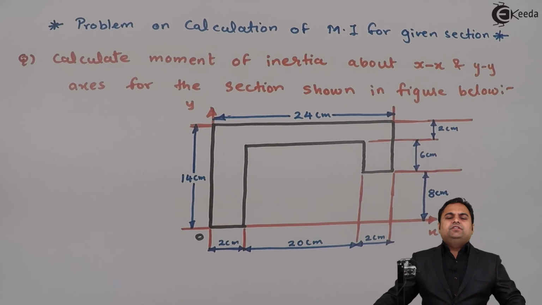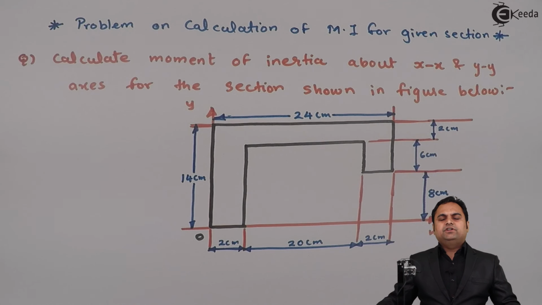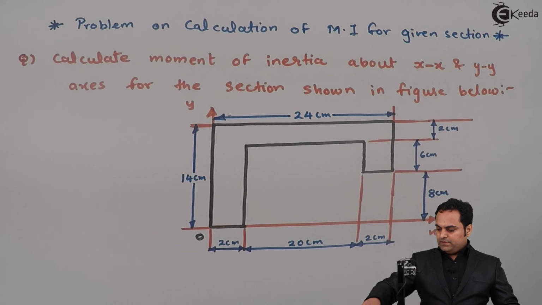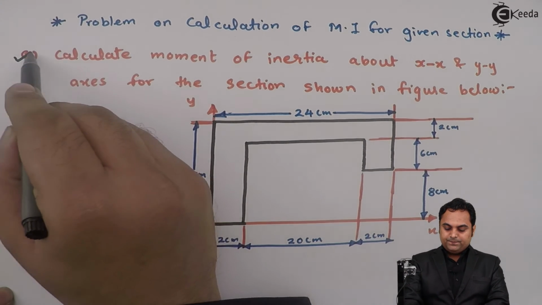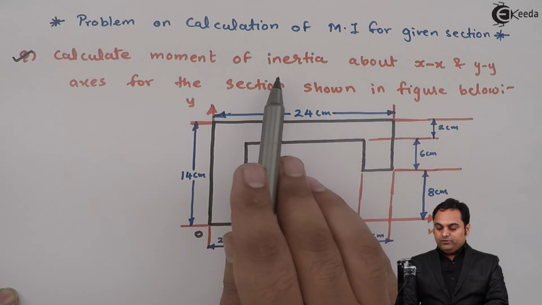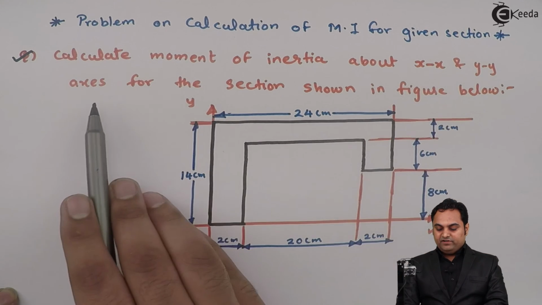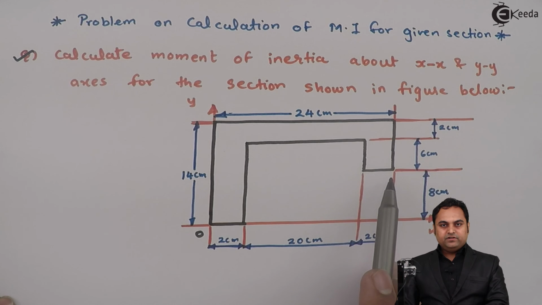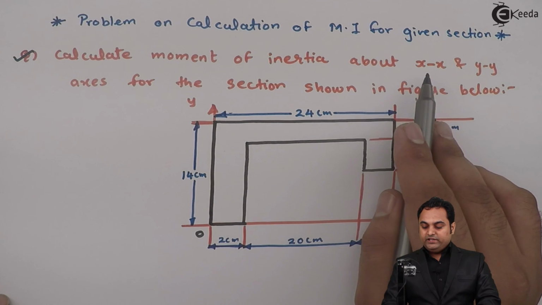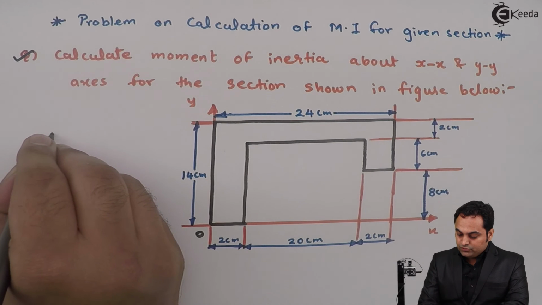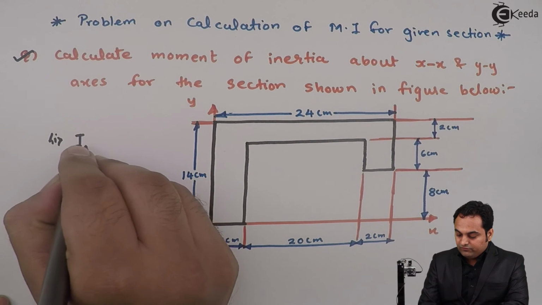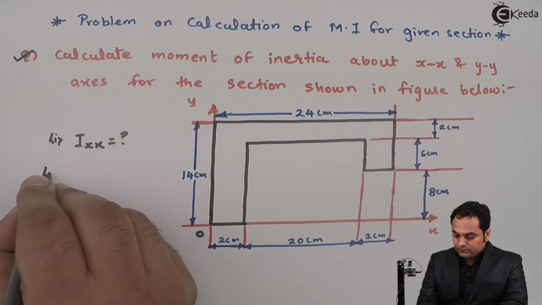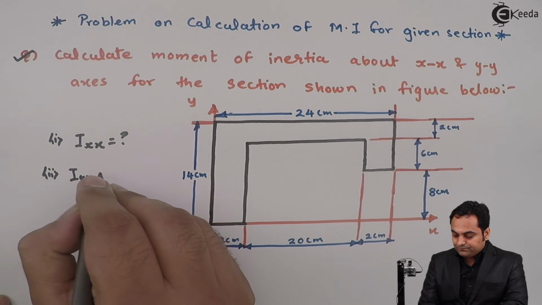Hello friends, here in this video we will see a problem on calculation of moment of inertia for a given section. And here we have a question. Calculate moment of inertia about x-axis and y-y axis for the section shown in figure below. Here the diagram is given. For this figure we need to calculate the moment of inertia about x-axis and y-y axis. So the question is to find Ixx and Iyy.